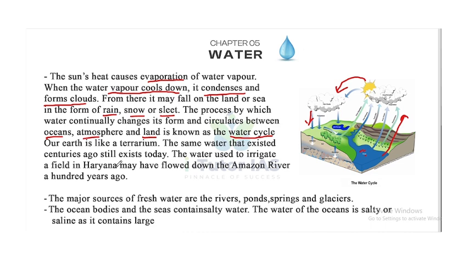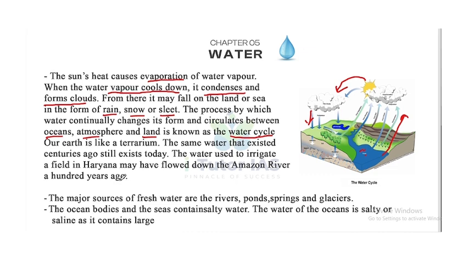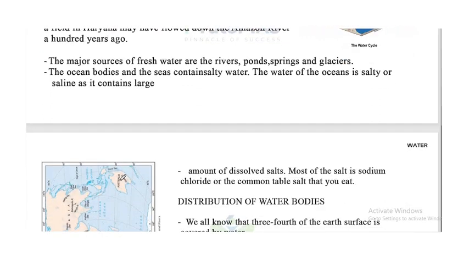Now, our earth is like a terrarium. The same water that existed centuries ago still exists today. For example, the water used to irrigate a field in Haryana may have flowed down the Amazon River 100 years ago. Now, the major sources of fresh water are rivers, ponds, springs and glaciers.